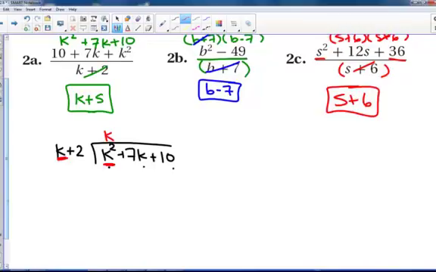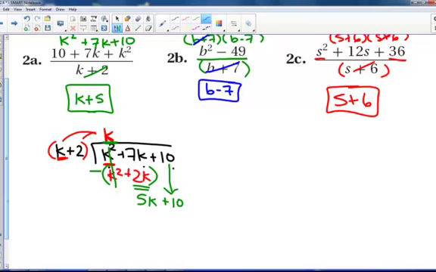That's k. Now I'm going to multiply this k by this k plus 2. So I get k squared plus 2k. Now when I subtract this whole thing, the first thing will always cancel. It has to. We made it cancel, making that k. And then 7k minus 2k is 5k. Then you bring down the 10.